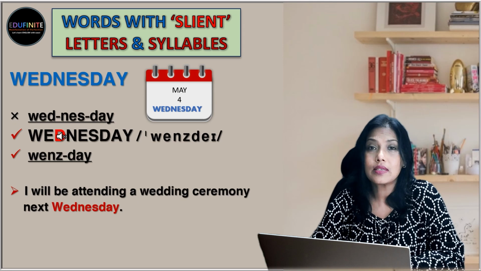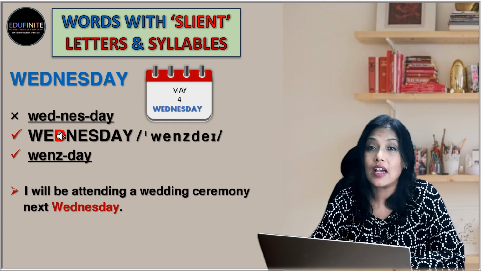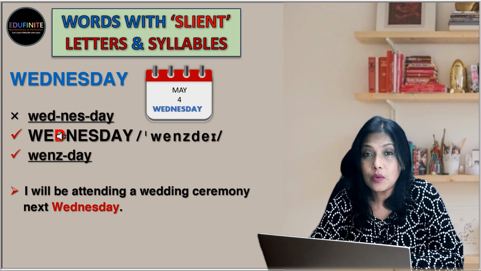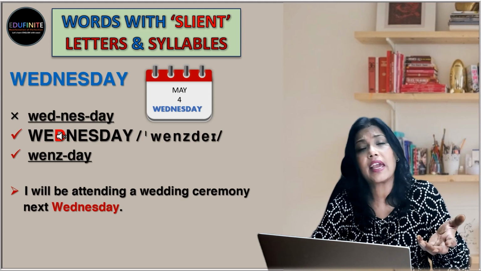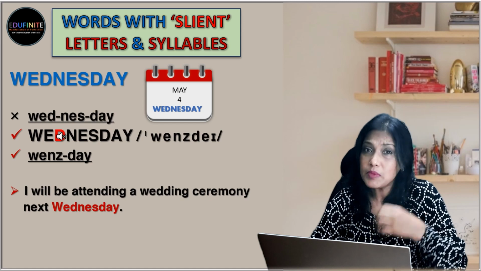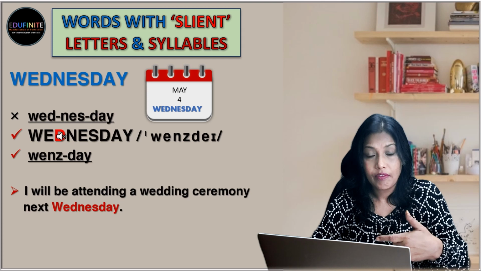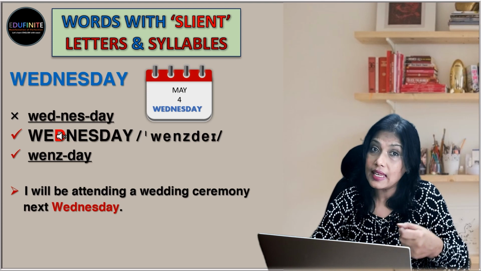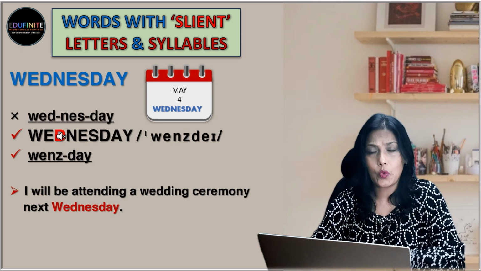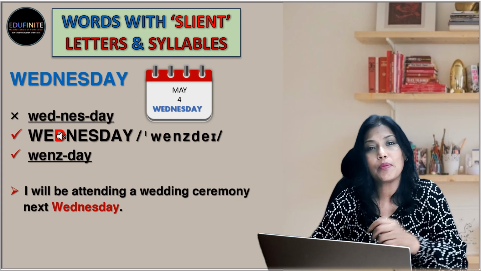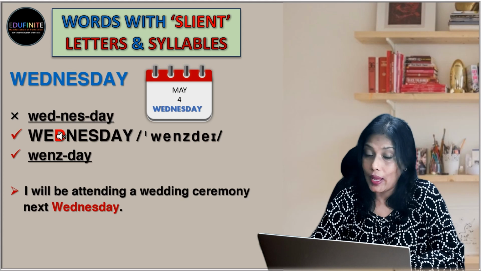But there are certain words in the English language which do have silent letters. That means those letters are not to be pronounced. There are certain words which we commonly use while speaking every day, and we sometimes make the mistake of pronouncing them the way they're written. We forget about the presence of the silent letters present in those words. So that's where we go wrong. Natives don't go wrong because they learn it right from their childhood. So it's Wenzday and not Wed-nes-day.